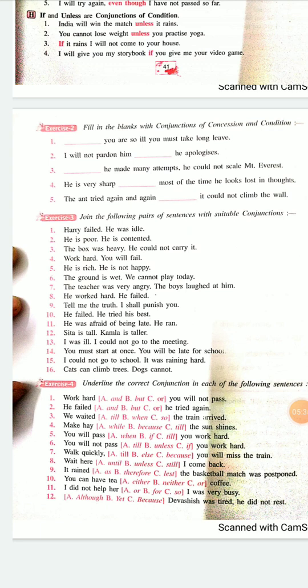Harry failed. That is the first sentence I am doing of exercise 3. Harry failed. He was idle. Harry failed because he was idle. You're giving a reason, so here we add the word because. The full stop is removed and he, which was capital, will now not be capital anymore. I hope you have understood how to join the sentences. In the same way, you will do all the remaining sentences.